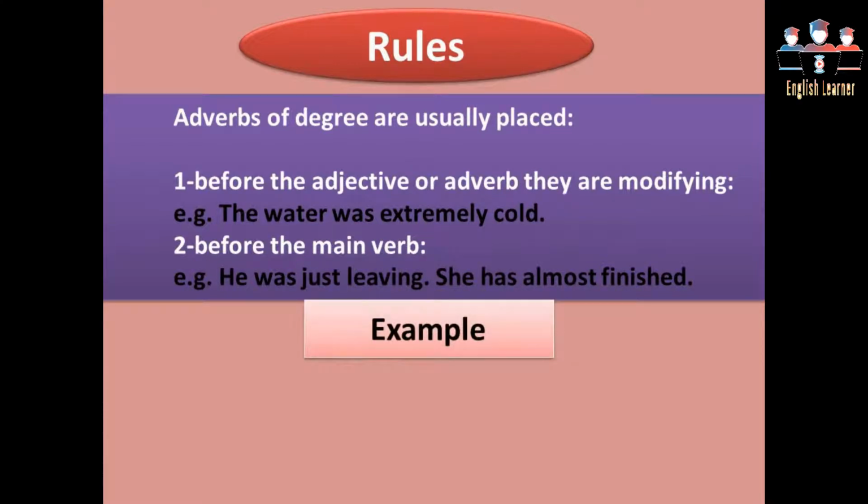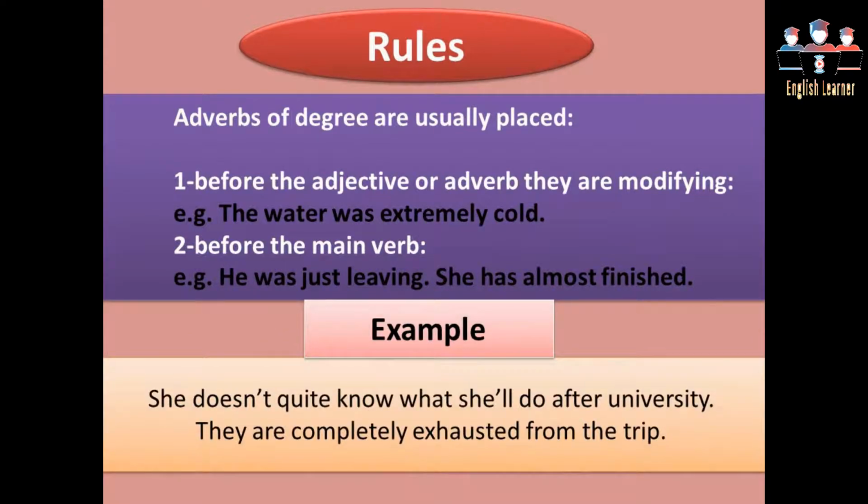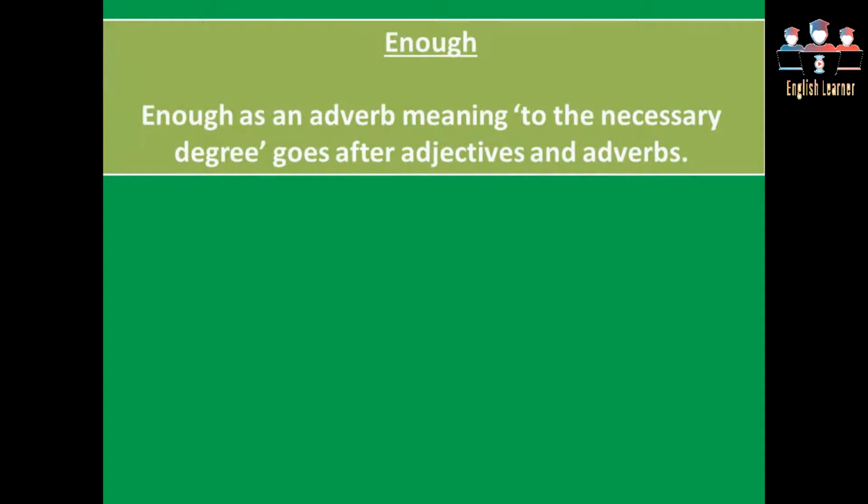Next, we are going to deal with the examples. She doesn't quite know what she will do after university. Or, they are completely exhausted from the trip. In these examples, quite and completely are actually the adverbs of degree. Next is enough. So we are going to deal with the rule of enough. Enough as an adverb, meaning to the necessary degree, goes after adjectives and adverbs. We are going to deal with each type in detail. Let's see examples.